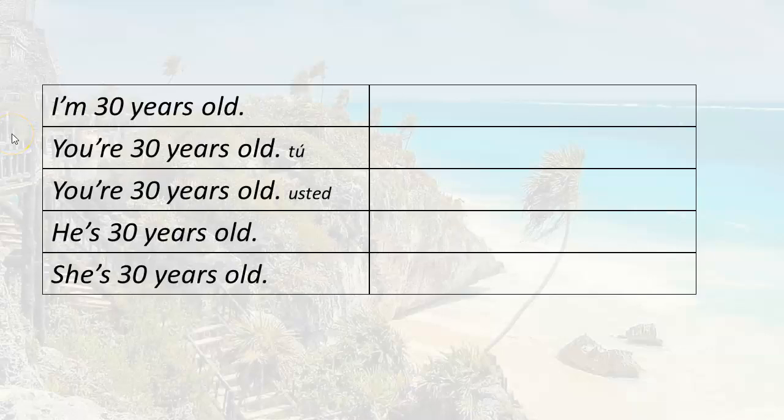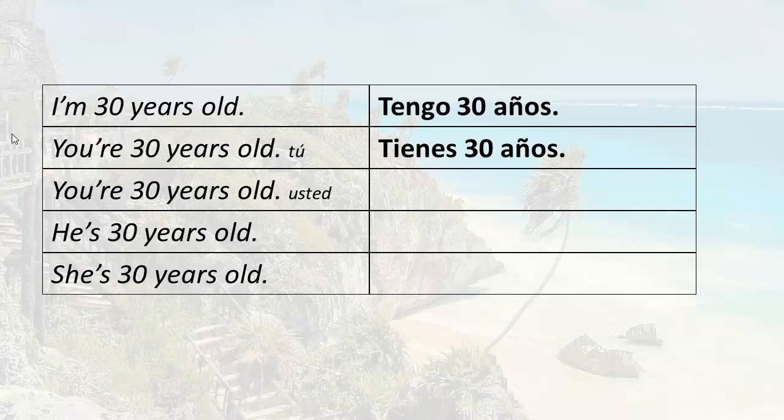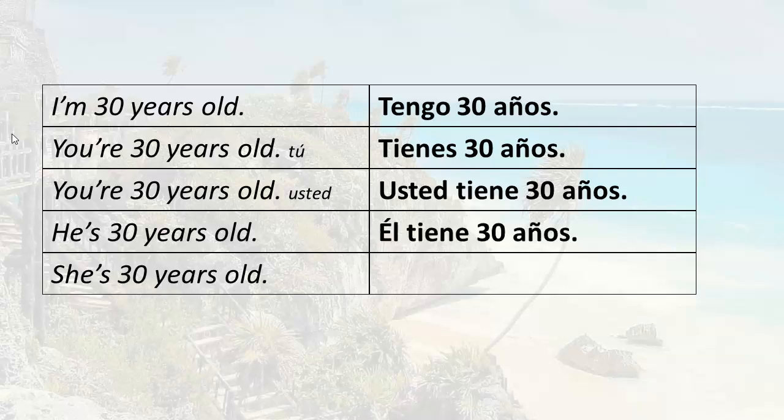Okay, so let's apply what you've learned. You know how to say I'm 30 years old, which is tengo 30 años. How would you make the statement using tú? You're 30 years old. Tienes 30 años. You're 30 years old using usted. Usted tiene 30 años. He's 30 years old. Él tiene 30 años. She's 30 years old. Ella tiene 30 años.